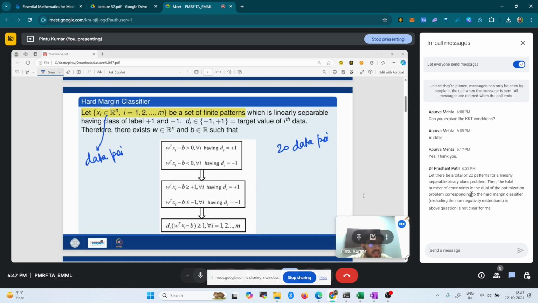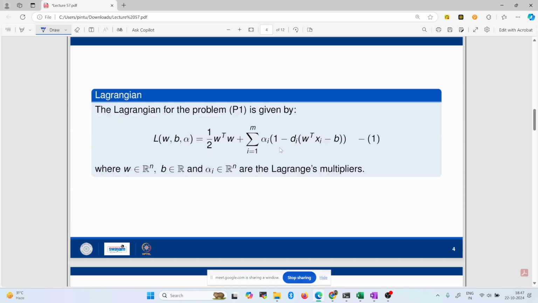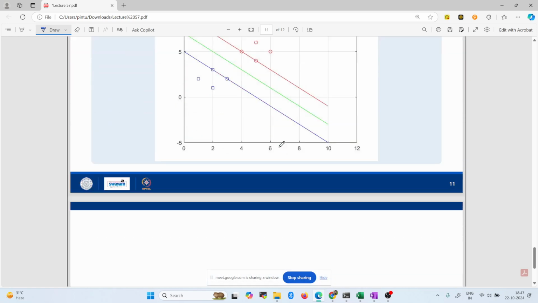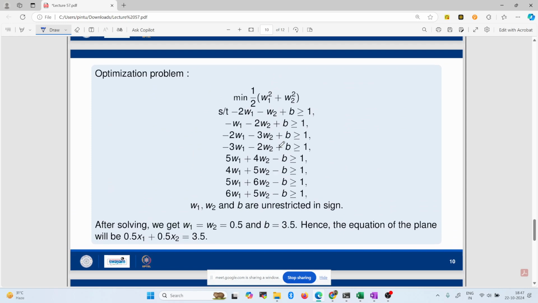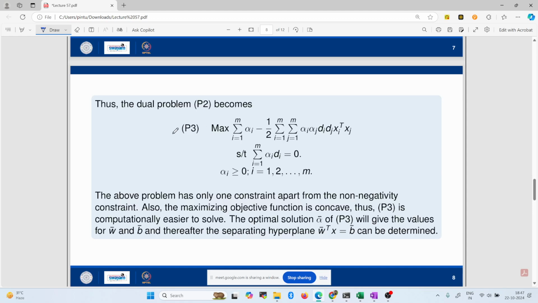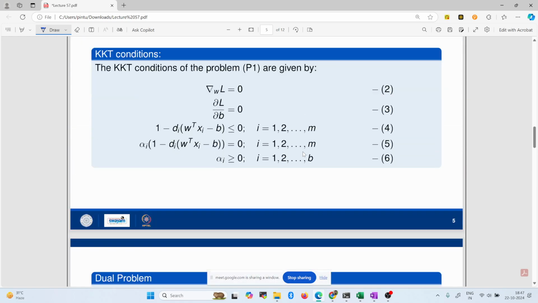And now the question is, the total number of constraints in the dual optimization problem corresponding to the hard margin classifier is this. So let's look at the dual formulation that the professor has written. He has not included it here. Yeah, this is the dual formulation. Just a second.